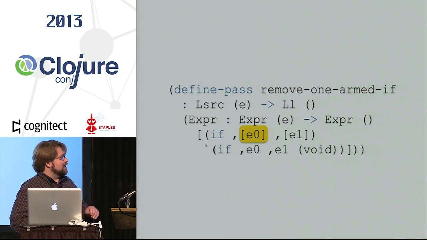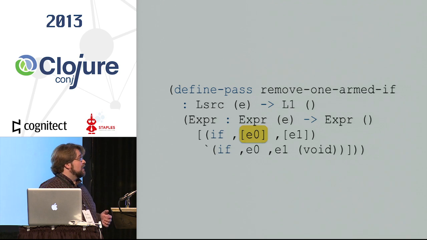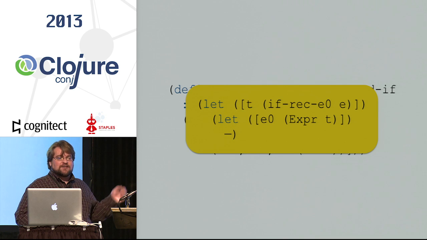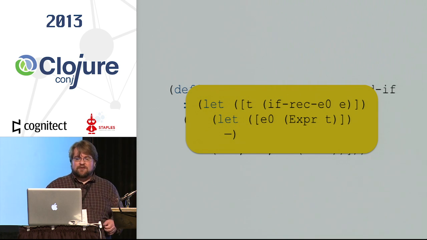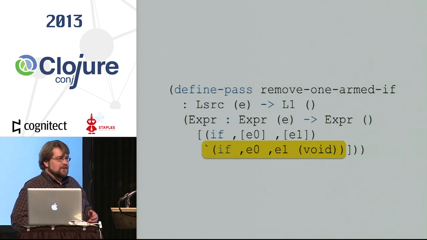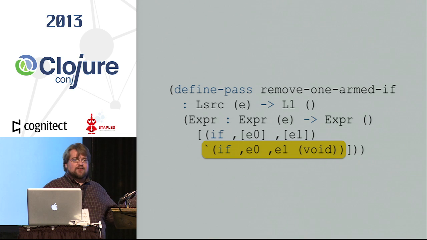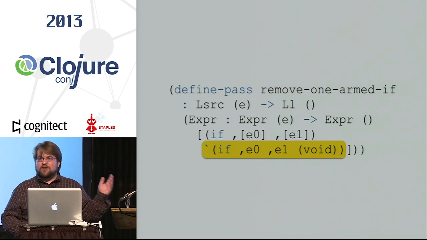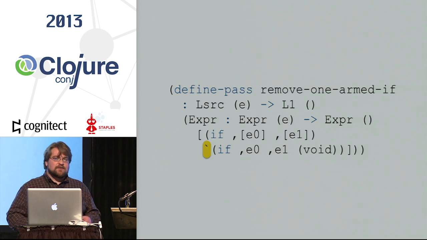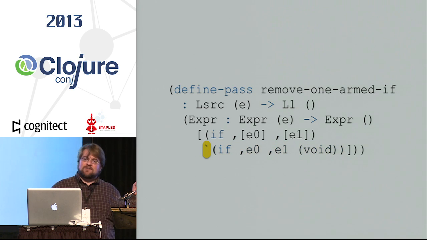So what this is basically going to generate for us is a call to expr. So it's going to generate the value of E0 by calling expr on the thing that it found and making that available in the body. So we really don't have to do too much fancy. Really, the work that we're doing here is to add this void so that we have a two-armed if instead of a one-armed if.